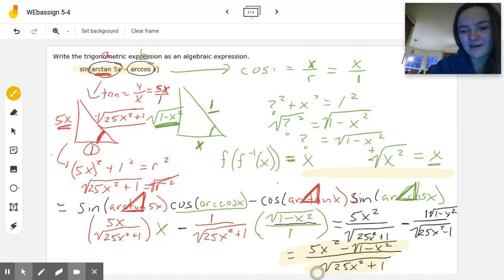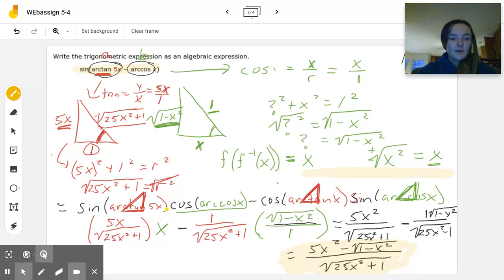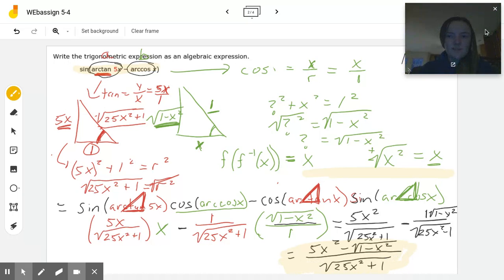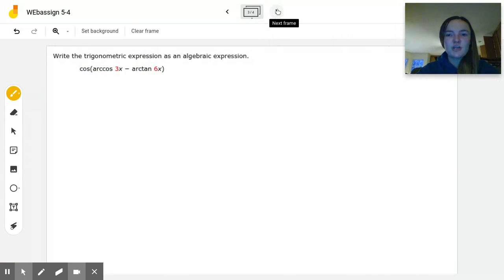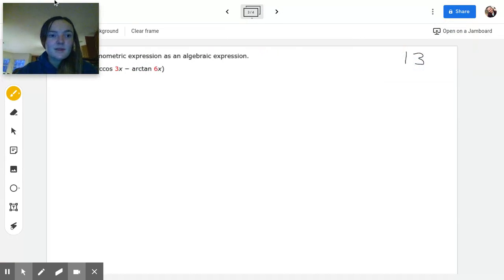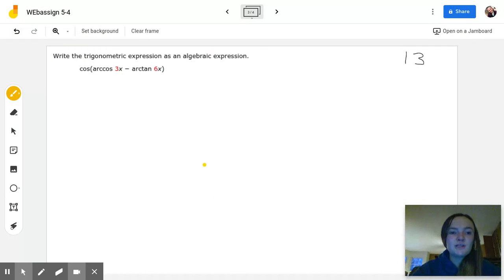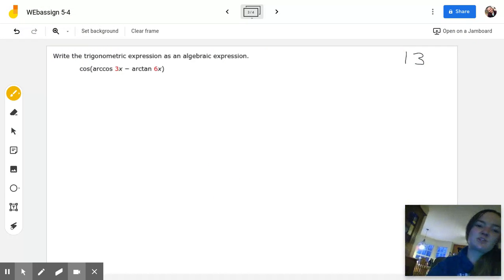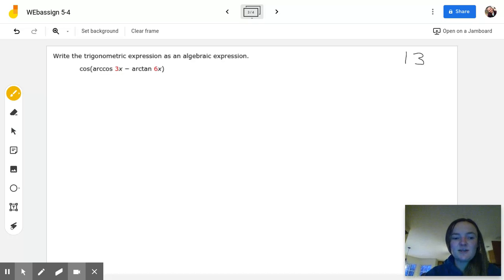And hopefully if we write it correctly, it will be accepted in WebAssign. All right, so that one right there was, once again, question number 12. So let's go ahead and keep on going. Let's try question number 13. All right, so question number 13 here says, write a trigonometric expression as an algebraic expression. This is the same process here. So I'm actually going to pause just because I don't want this video to last forever, and I'm going to make some triangles.